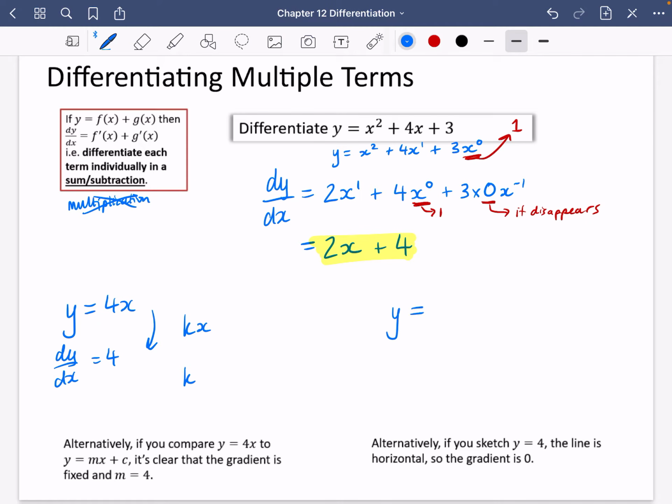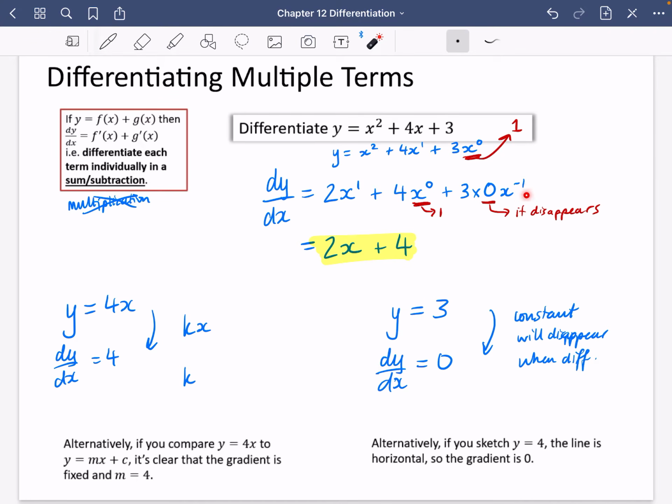And I just want to talk about that last part again. When we had y equals 3 and we differentiated it, we just got that it was 0. In other words, if you have something that is just a constant, it will disappear when differentiated. And why does that happen? Well, one of the reasons is what we've just explained up here. You're multiplying by that power of 0. But alternatively, you could think about if you sketch the line y equals 4 or even y equals 3, the line is horizontal, so the gradient is 0. I'm going to do the line y equals 3. The line y equals 3, if I draw it in red, is this one. And clearly, the gradient is 0, which is why I put it here like this.